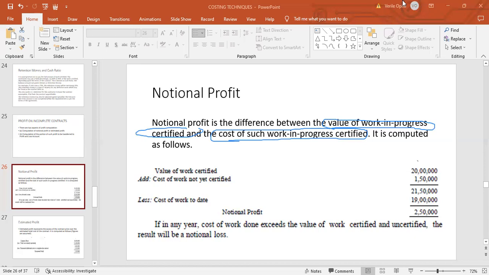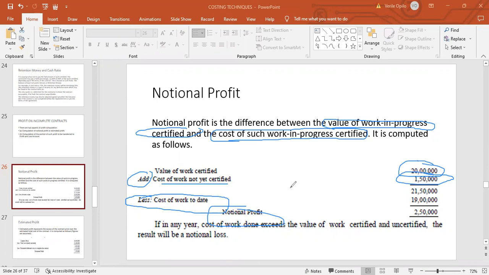profit. And in order to compute the notional profit, it is equal to the value of the work that has been certified. So you're going to compute the value of work certified, and then you add the cost of work that has not yet been certified. Once you have obtained the total, you are going to deduct the cost of work until that particular date. Then you'll be able to get what we call the notional profit.